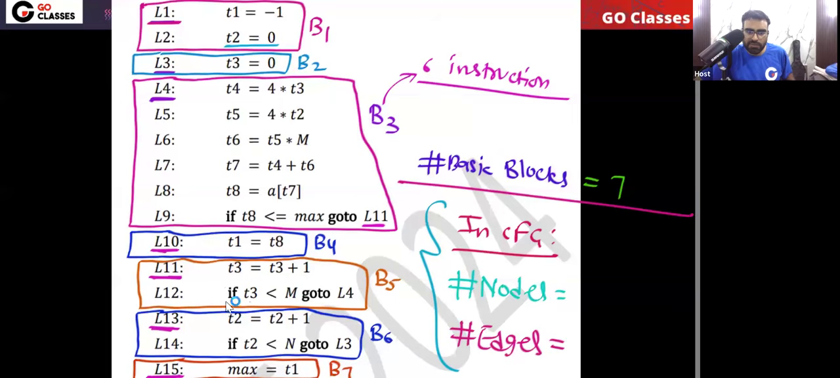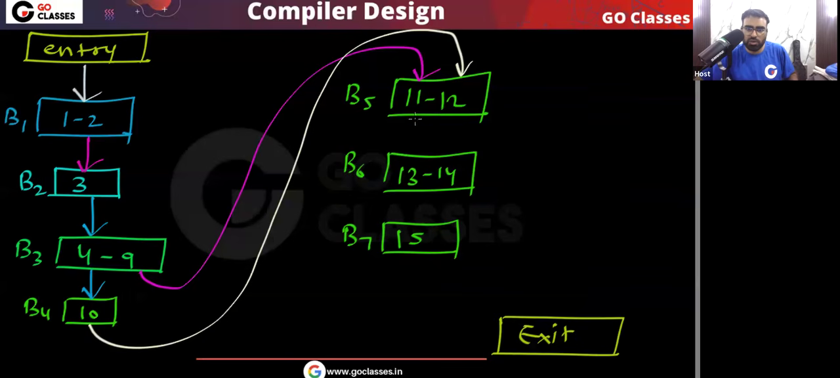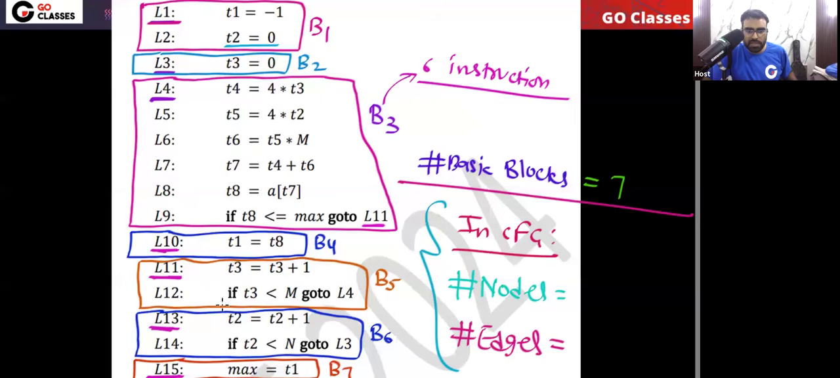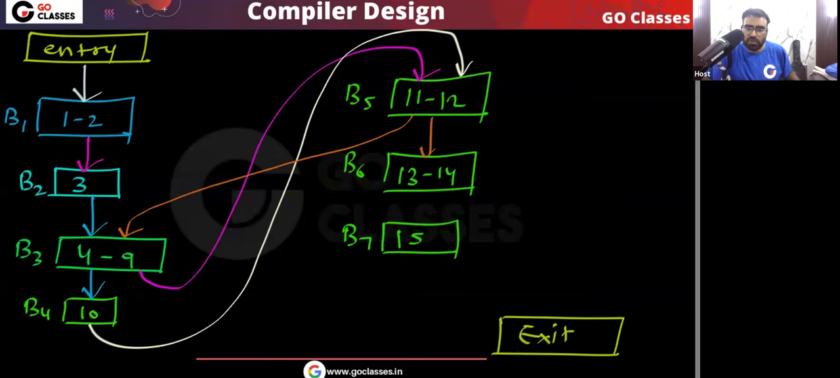You can see in this b5 also, the last instruction is a conditional jump instruction. So if this condition becomes true, then we will jump to L4. From b5, if the condition becomes true, we will jump to L4, which is in the basic block b3. Very simple. And remember, if this condition does not satisfy, then we will go to L13.